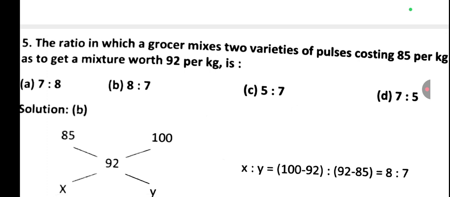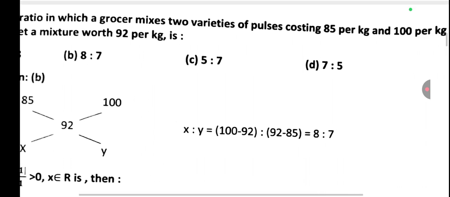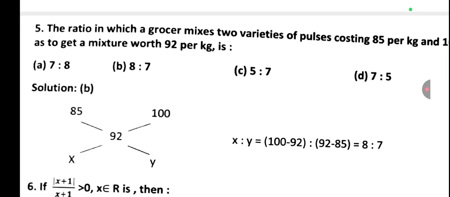Ratio in which a grocer mixes two varieties of pulses costing 85 per kg and 100 per kg to get a mixture costing 92 per kg. So what are we going to do now?